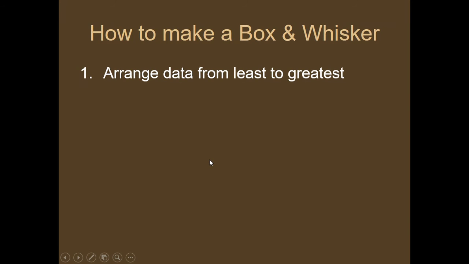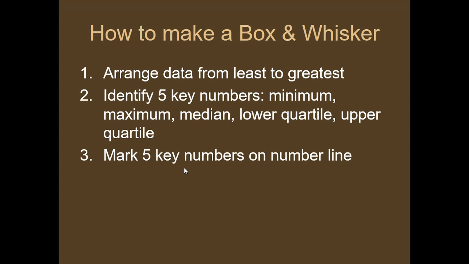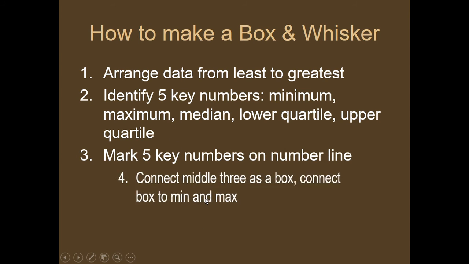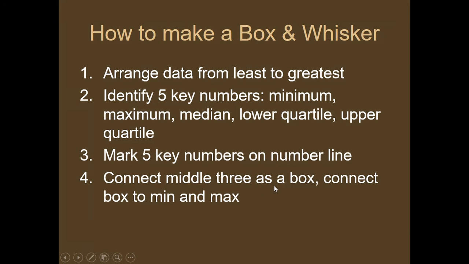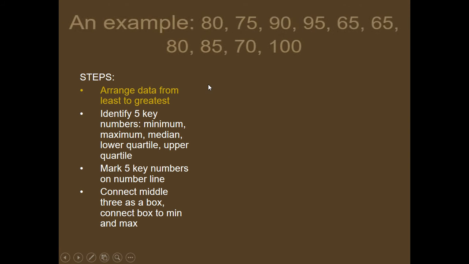All right, how to make it. You're first going to put your data in order from least to greatest. Then you're going to find the 5 key numbers, the minimum, the maximum, the median, and the Q1 and the Q3. You'll make a number line and mark those 5 key numbers that you just identified. And then you'll connect the middle 3 as a box, and then connect the box with the whiskers to the min and the max.